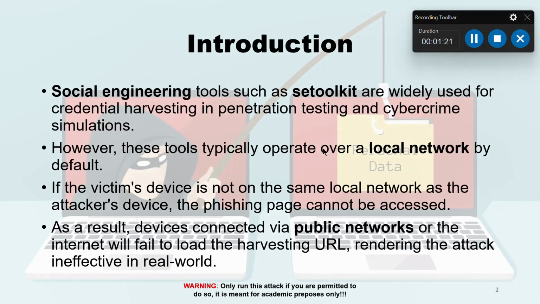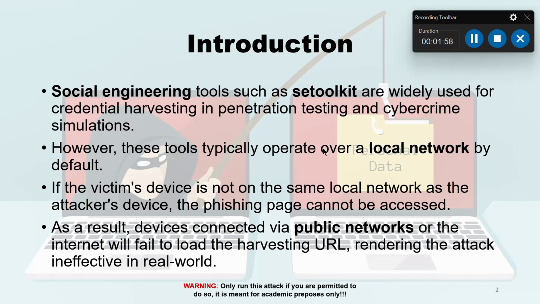So first of all, we need to understand the introduction. Social engineering tools such as the Social Engineering Toolkit are widely used for credential harvesting in penetration testing and cyber simulations. However, these tools typically operate over a local network by default. That's the same thing I was trying to explain before even starting this presentation. Because they are just supported on local networks, we need to configure our local networks to also be available on the public network securely, such as through a VPN.